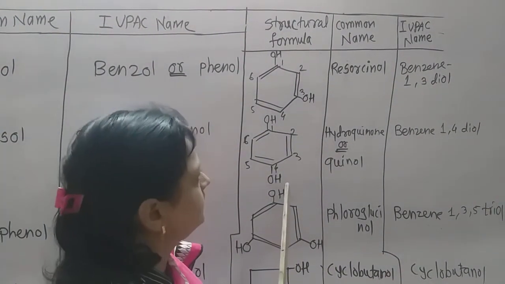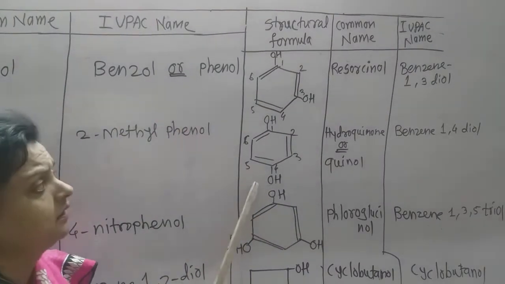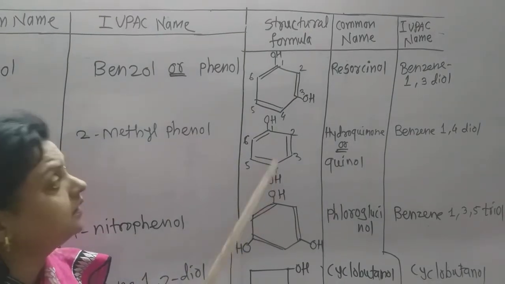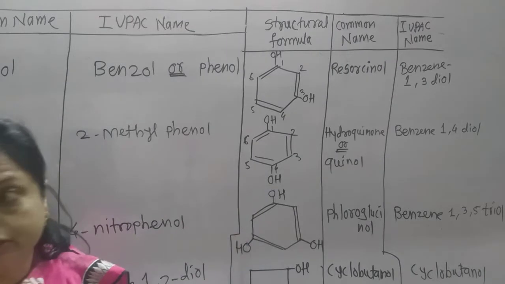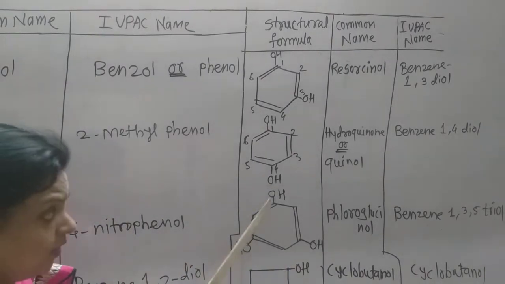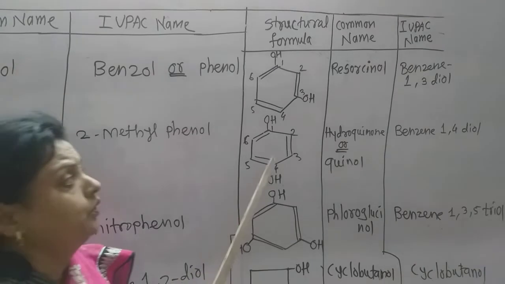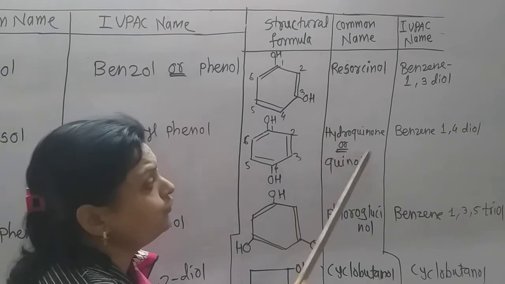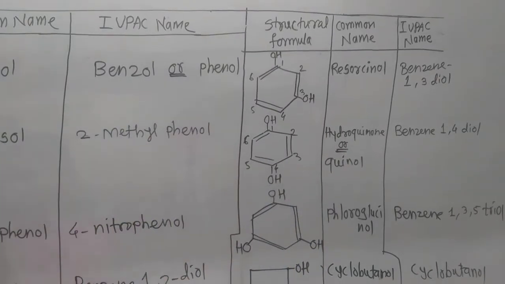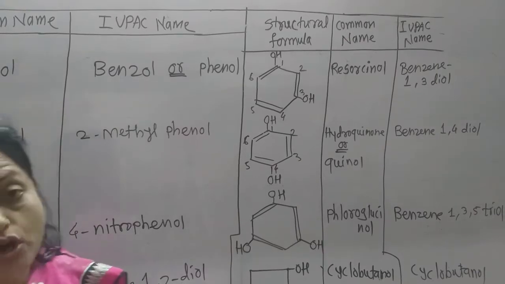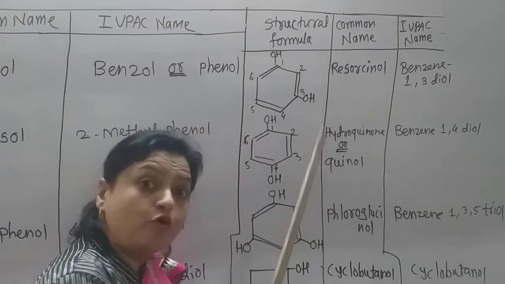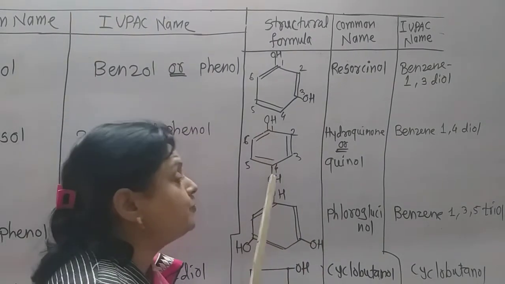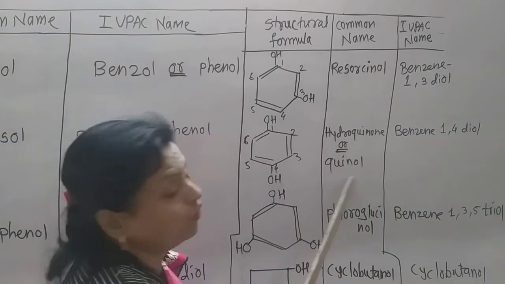Now next, this phenol. Here the OH groups are at the para position of each other. Write this down: here the OH groups are at the para position, so it is called hydroquinone. If they are at the ortho position to each other, it is called catechol. If they are at the meta position, it is called resorcinol. But if they are at the para position, the common name is hydroquinone or quinol.